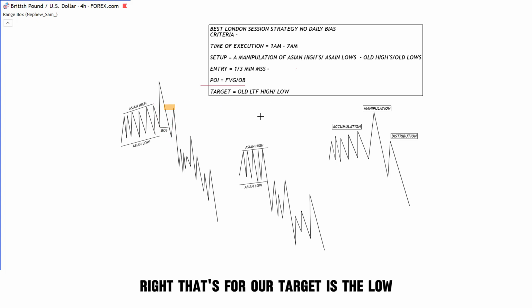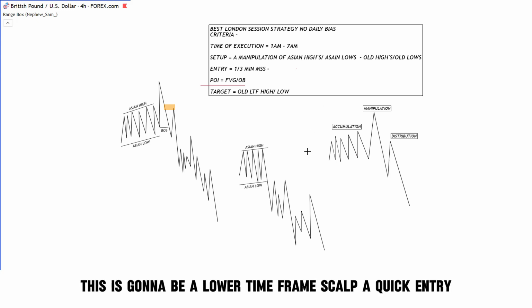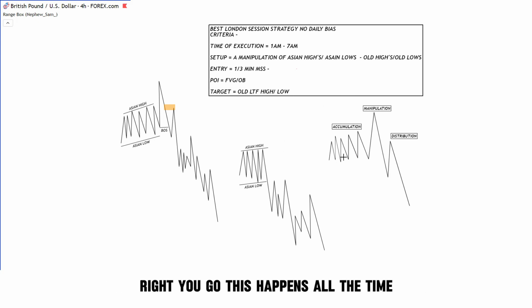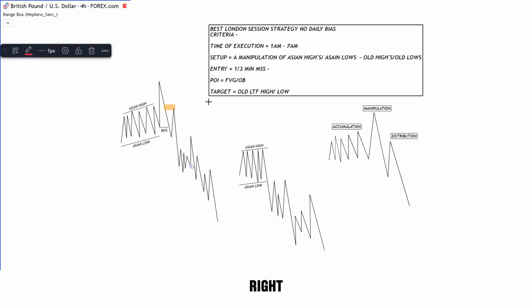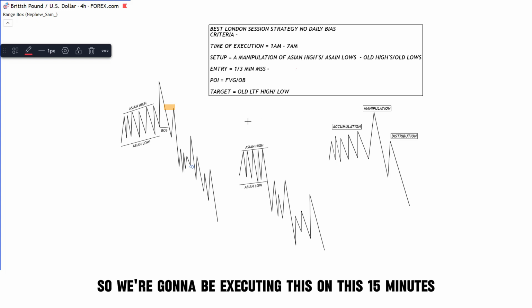That's for our target, the last recent lower time frame low. This is going to be a lower time frame scalp, a quick entry. This happens all the time. It doesn't require any daily bias. Once an old high or an old low happens and you get a displacement and a market structure shift, then we're going to be executing this on the 15 minutes.